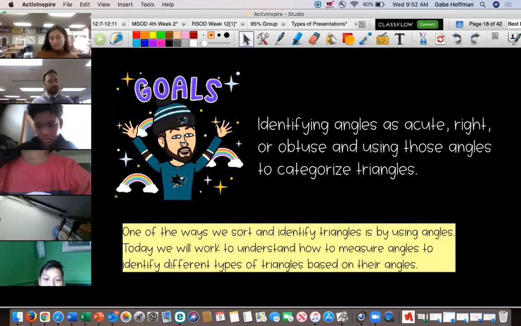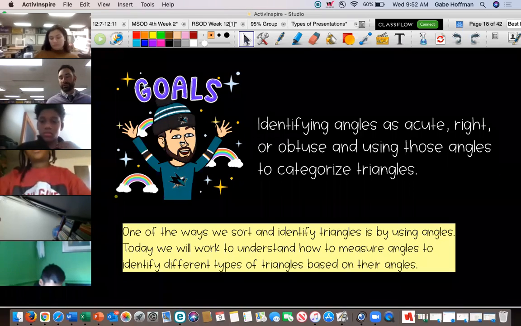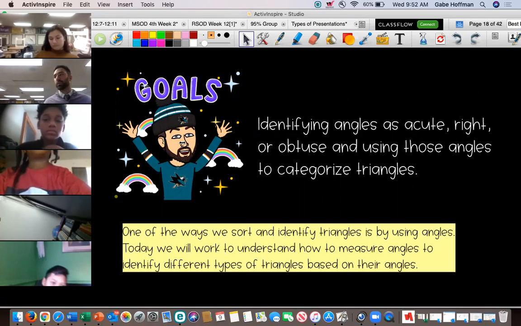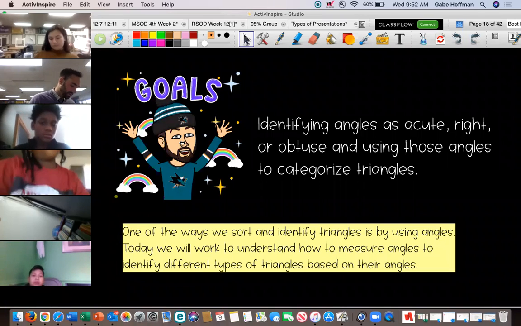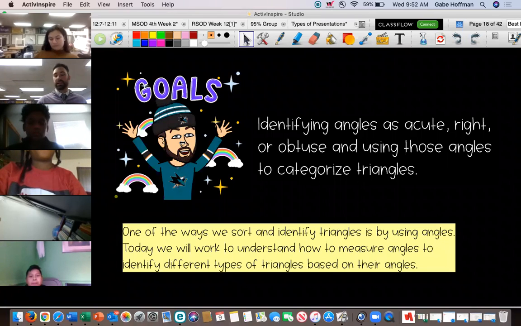We just decided, with virtual learning and the way things have gone, it'd be better to try to not cram that all into one day, okay? So tomorrow we will look at triangles and classifying those triangles using angles. Today we're just going to focus on acute, right, and obtuse angles, and being able to identify those.